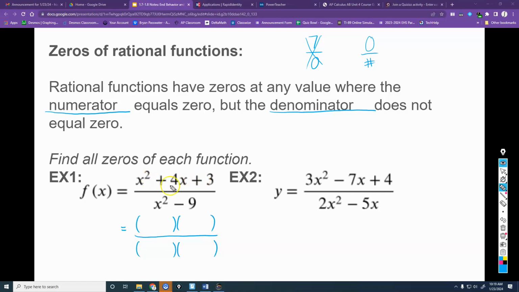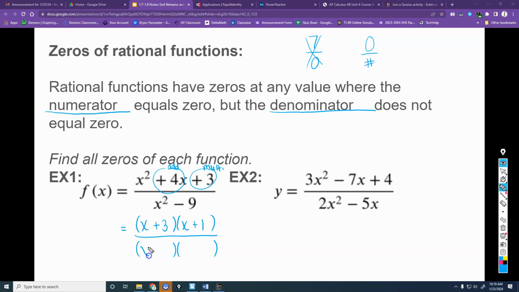To factor that top x squared, we need to have an x here and an x here. We need numbers that multiply to give us 3 and add or subtract to give us 4. What numbers would those be here? 3 and 1, both of them positive, right? So plus 3 plus 1. 3 times 1 is 3. 3 plus 1 is 4. That works perfectly. Okay, that factors the top.